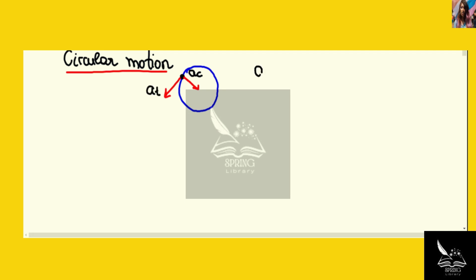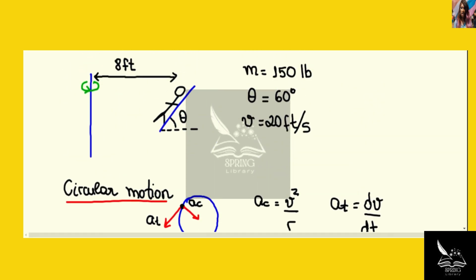The centripetal acceleration accounts for the change in direction of the velocity and is equal to v squared divided by r, and is present even if there is no change in speed of the particle. The tangential acceleration, on the other hand, accounts exactly for the change in speed of the particle and is equal to the derivative of the speed with respect to time. So this is what we need to know in order to solve our problem.